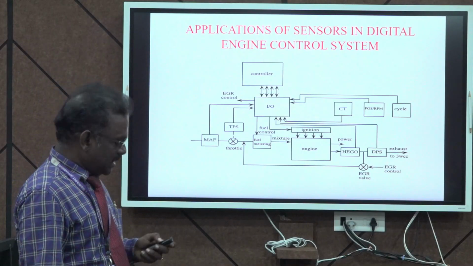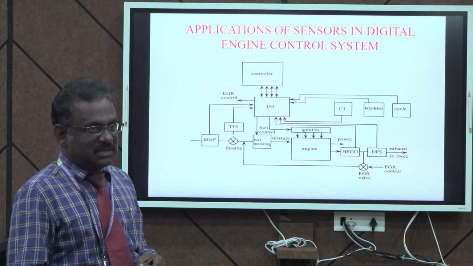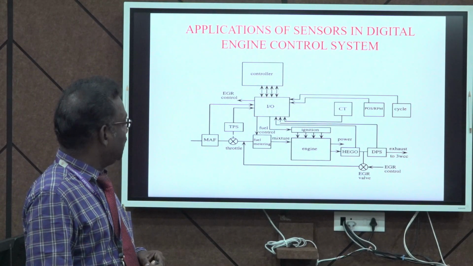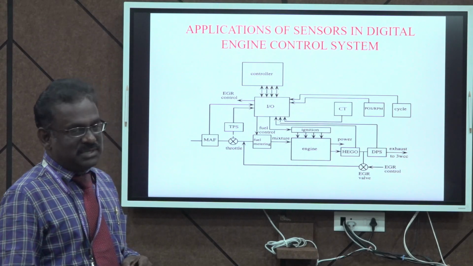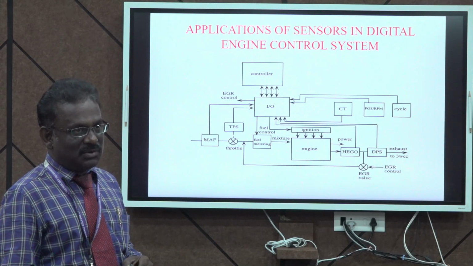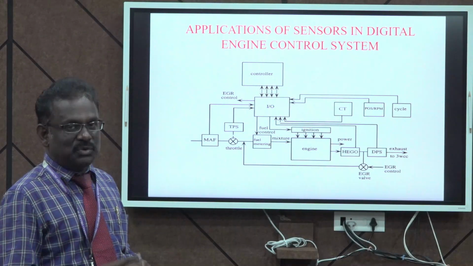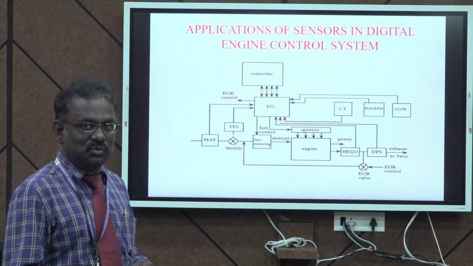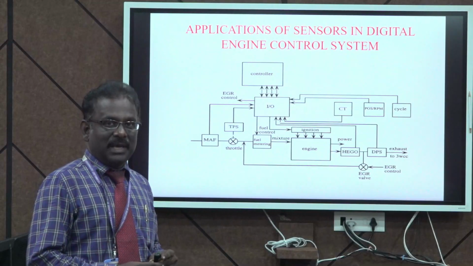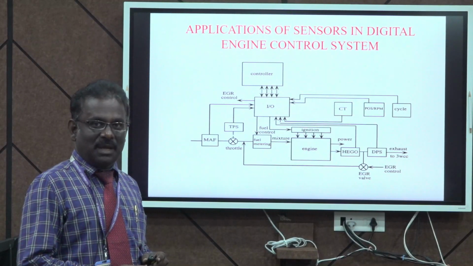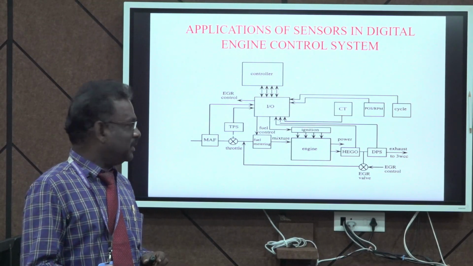This slide shows the different sensors used in the automobile industry for the implementation of a digital engine control system. The digital engine control system is preferred over the conventional engine control system for 2 purposes. The first one is to maintain the fuel economy. The second one is to reduce the amount of pollutants in the exhaust emission.